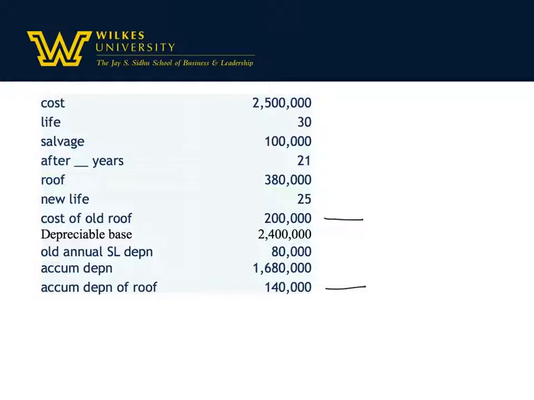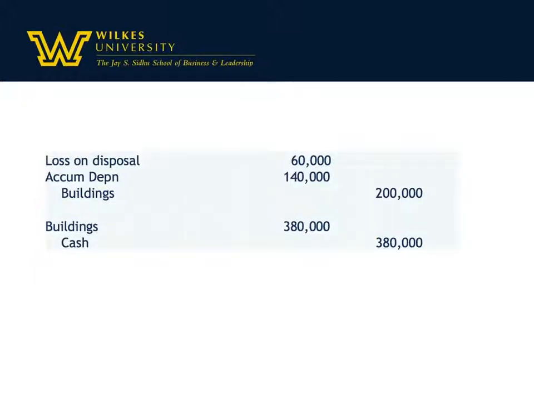So what we're going to do is exactly that. We're going to get rid of the building by crediting it for $200,000. We're going to get rid of accumulated depreciation by debiting that for $140,000, and we're going to record the loss on the disposal for $60,000. And like I said, that's exactly what we would have done if it was a piece of equipment we were exchanging.